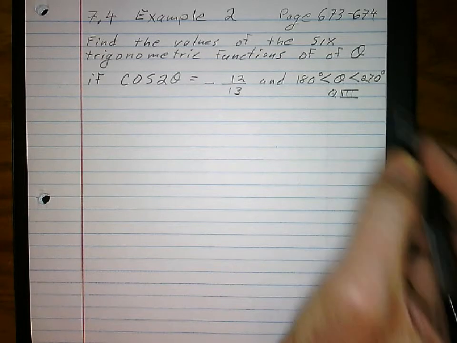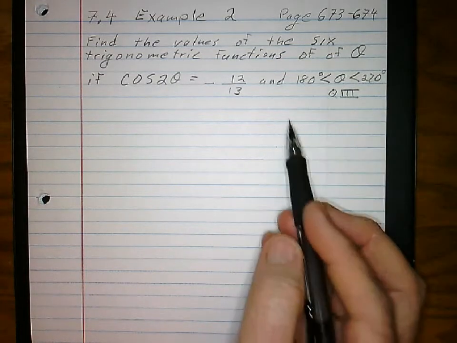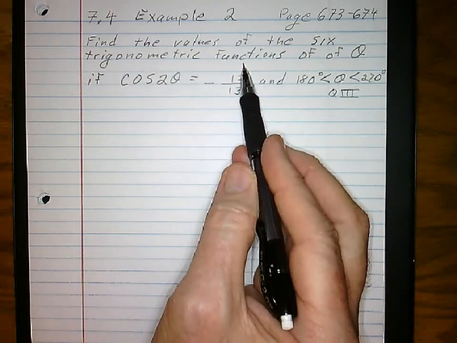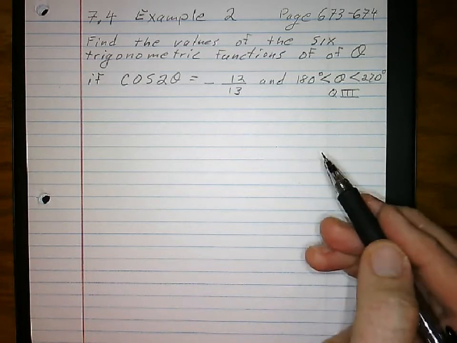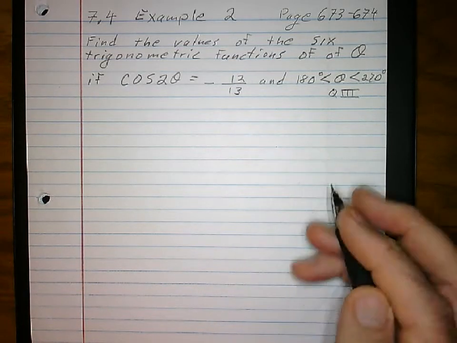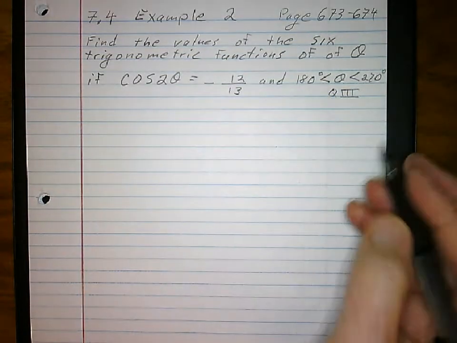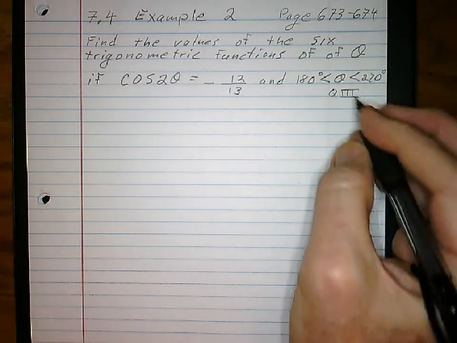anything is, of course, the question. They want you to find the 6 trigonometric functions of theta, right? There's sine, cosine, tangent, cosecant, secant, and cotangent. Well, before you start working all that, let's get the signs right.